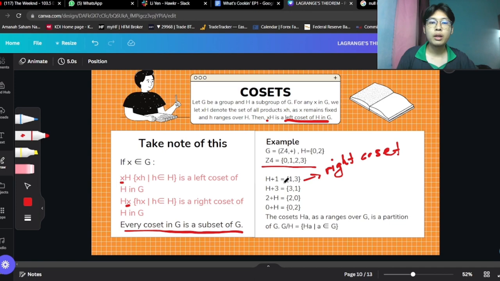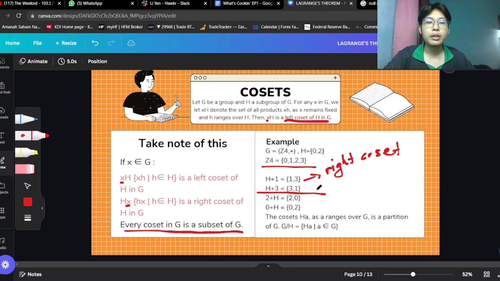So what happens? 1 plus 0 is 1, and 2 plus 1 is 3. Next, what if I add 3 to H as a right coset? Then I get 3 plus 0 equals 3, and 3 plus 2 equals 5, but it is mod 4, so we would write 1 instead. Next, an example of a left coset where we add 2 on the left of H. 2 plus 0 is 2, and 2 plus 2 is 4, mod 4 we get 0. And for 0 plus H, a left coset, 0 plus 0 is 0, and 0 plus 2 is 2.